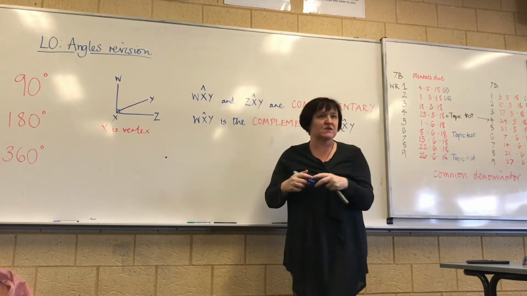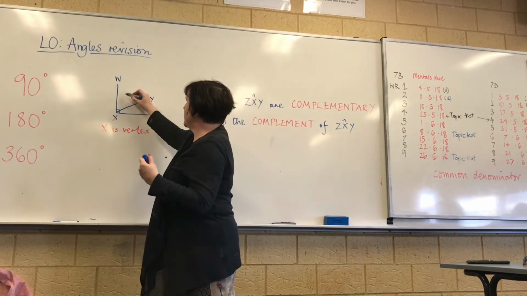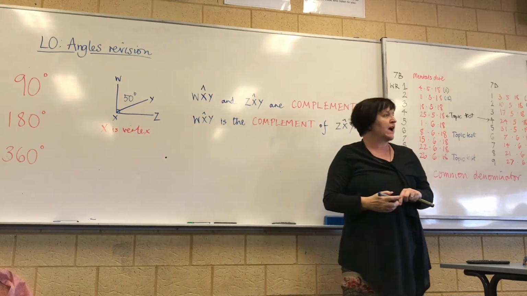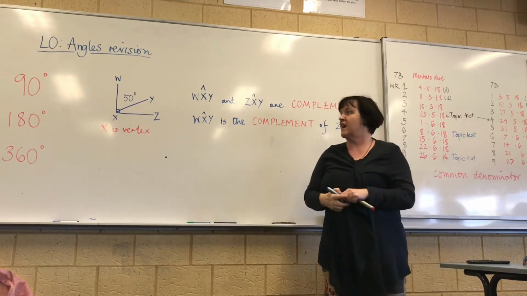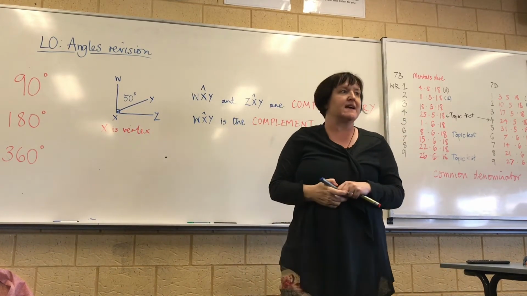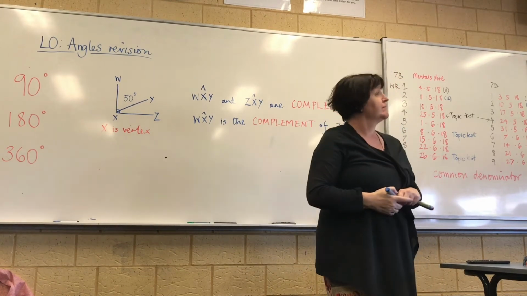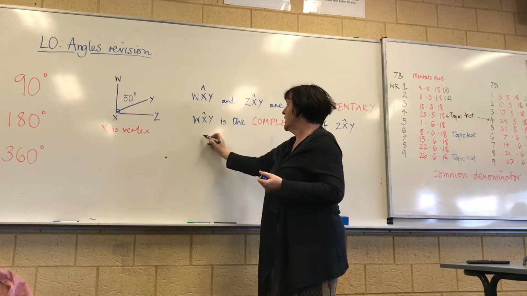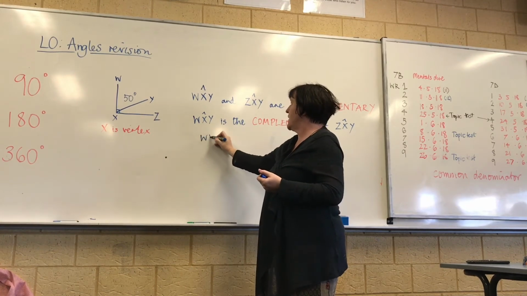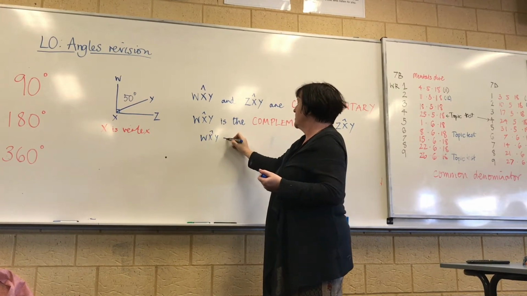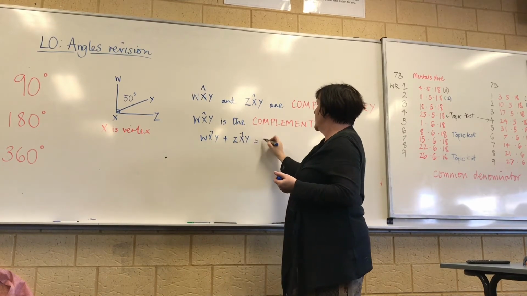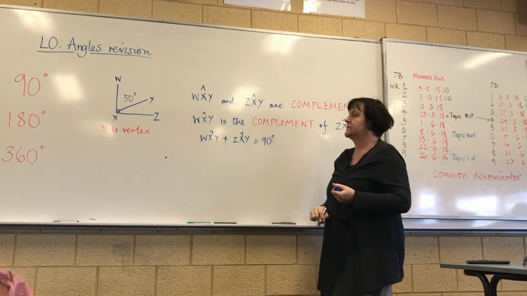So now, of course, if you were given that WXY equals 50 degrees, you would be able to work out, wouldn't you, the size of YXZ. Yeah, because you'd add them together, wouldn't you? So WXY plus ZXY will equal 90 degrees.